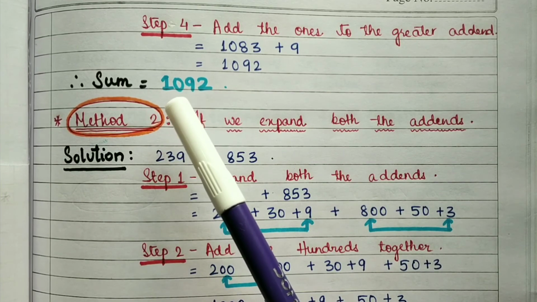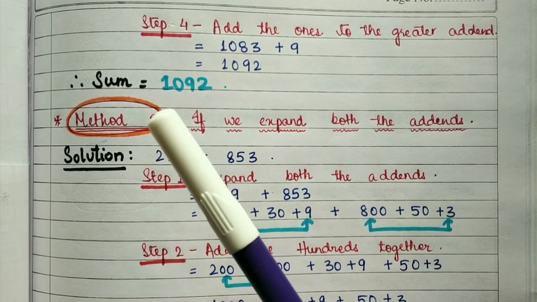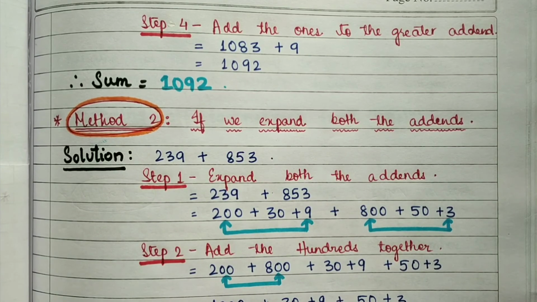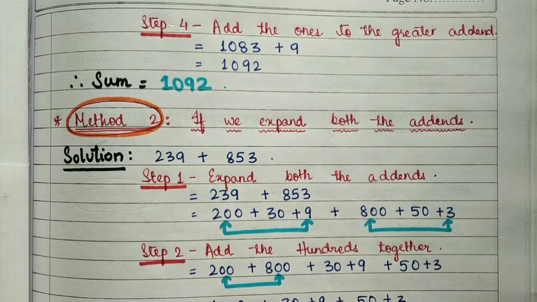The sum is 1092. So children, what did we do? At first we expanded the smaller addend. Then in the second step, we added hundreds to the greater addend. Then in the third step, we added tens to the greater addend. And in the fourth step, we added ones to the greater addend. And in this way, we find the sum.